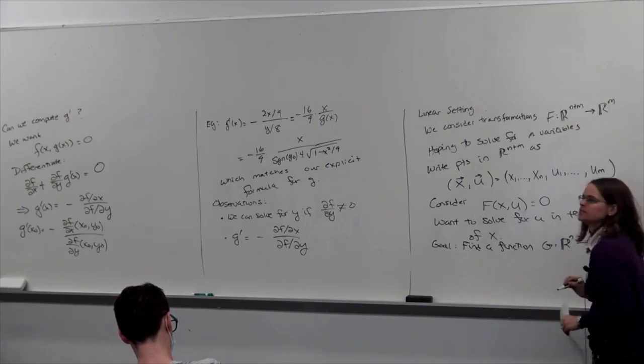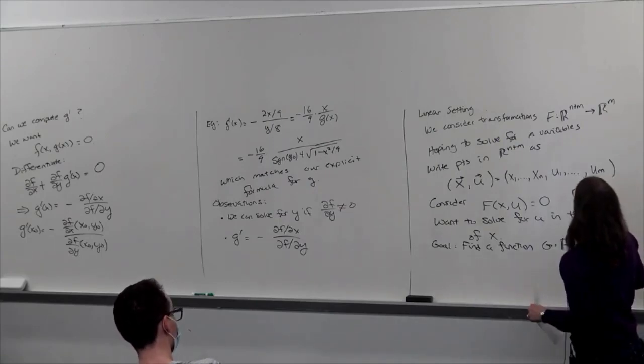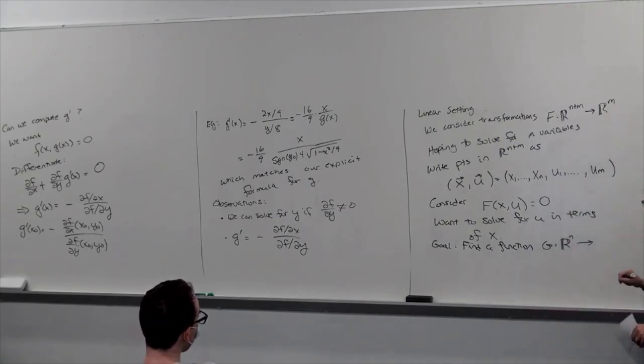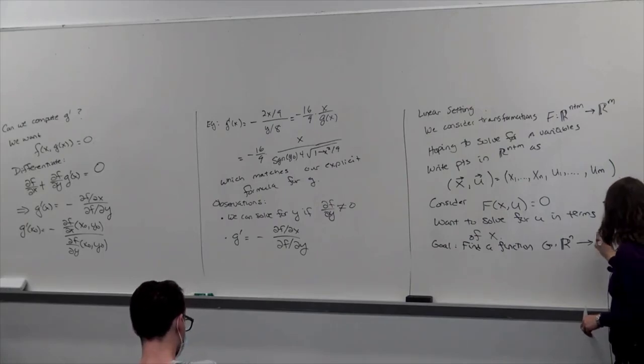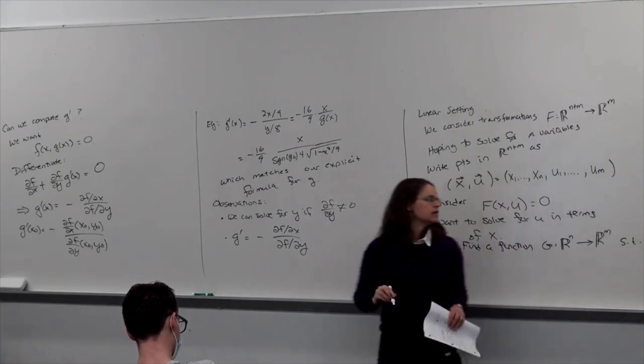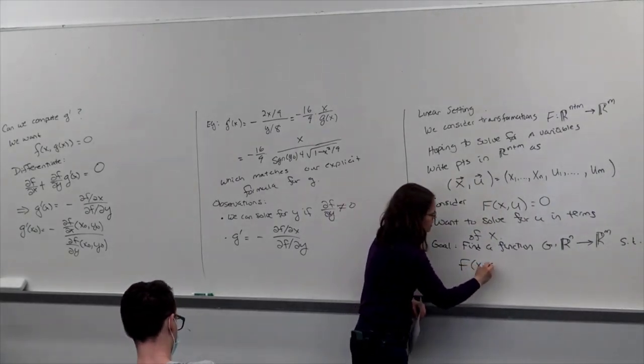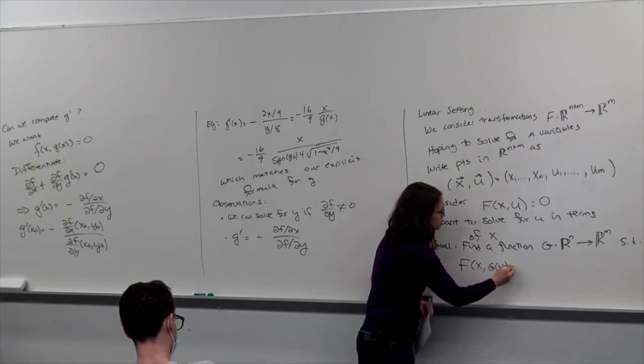And then it's going to spit out the u variables, which in the low dimensional setting lived on this curve, which is essentially a one-dimensional object. And now they're going to lie on this higher dimensional manifold. Such that, at least locally, we're going to have that f(x, g(x)) is equal to 0.